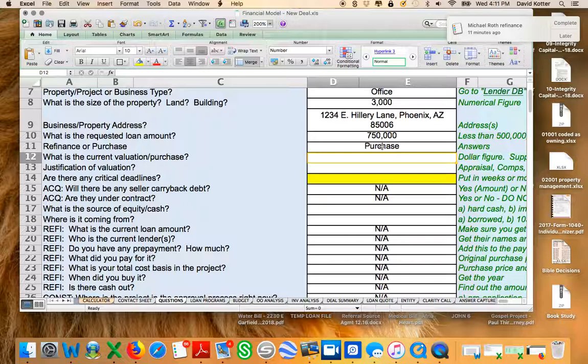We go down to the next step, and it is, what is the current valuation or purchase? If it's $1 million, we put that down there. Then we ask the question, how do you justify the value? That's a great question. The question is, how did you come up with that? Could be a refinance and they're saying it's worth $1 million. Well, how did we figure that out?